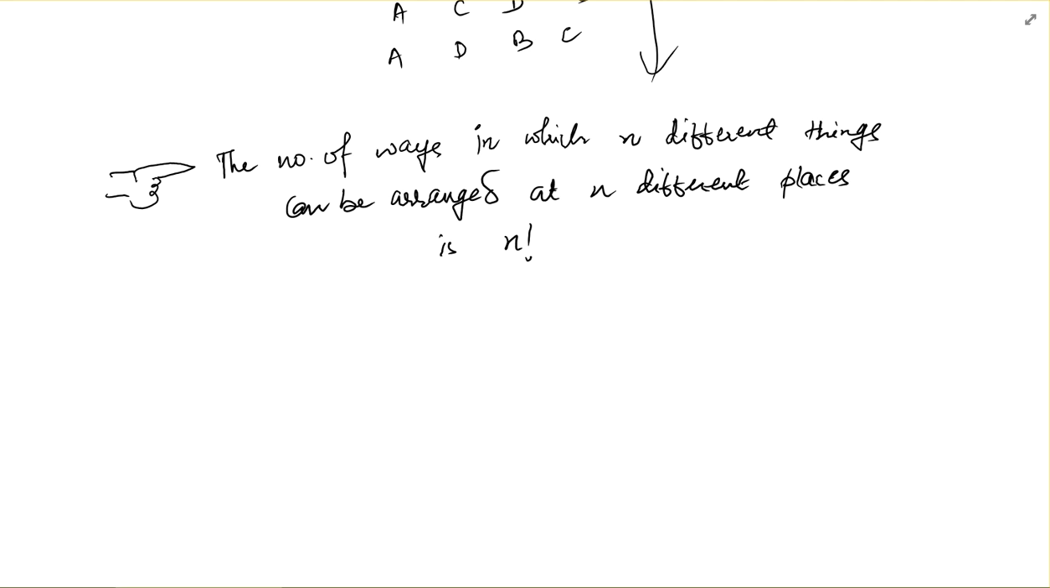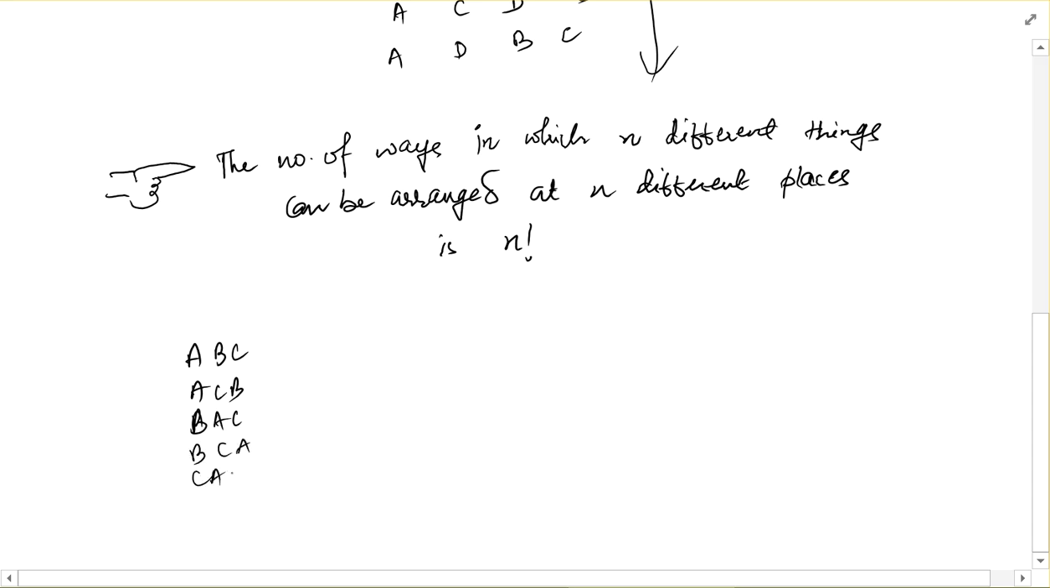So we know that if we have to arrange three things at three places, A, B, C; A, C, B; B, A, C; B, C, A; C, A, B; and C, B, A. We have six arrangements. Does the formula apply to this case? Yes, three things, three factorial, that is six.